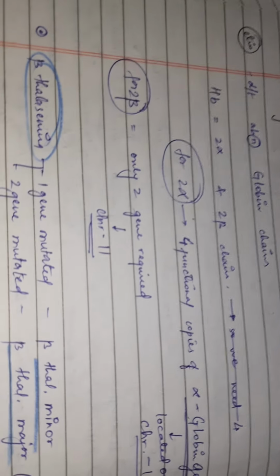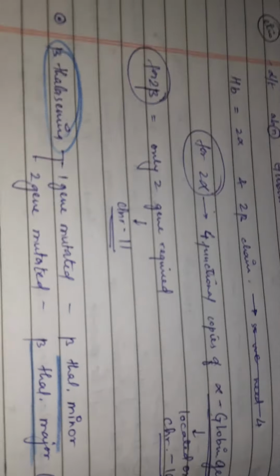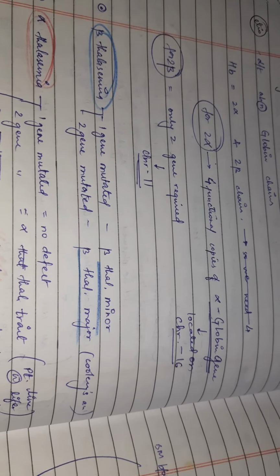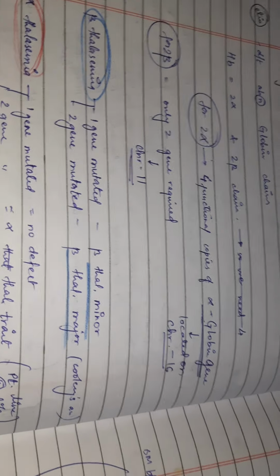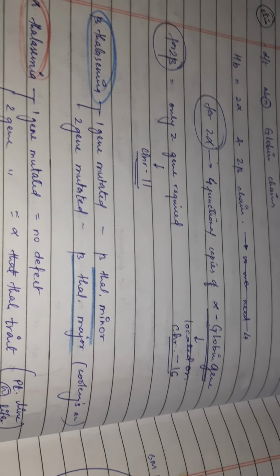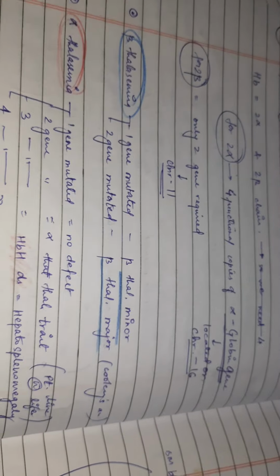For beta, only 2 genes are required, on chromosome 11. For alpha, 4 functional copies of the alpha globin gene on chromosome 16 are required, and for beta, only 2 genes on chromosome 11.